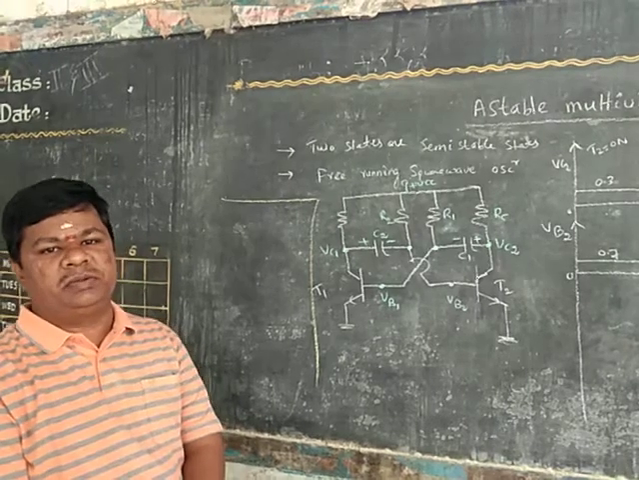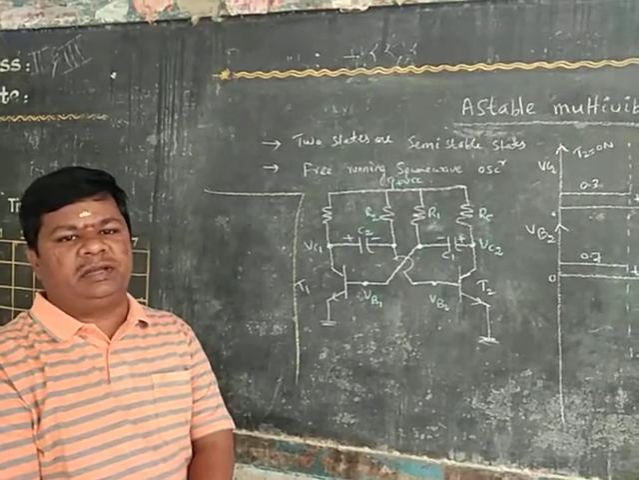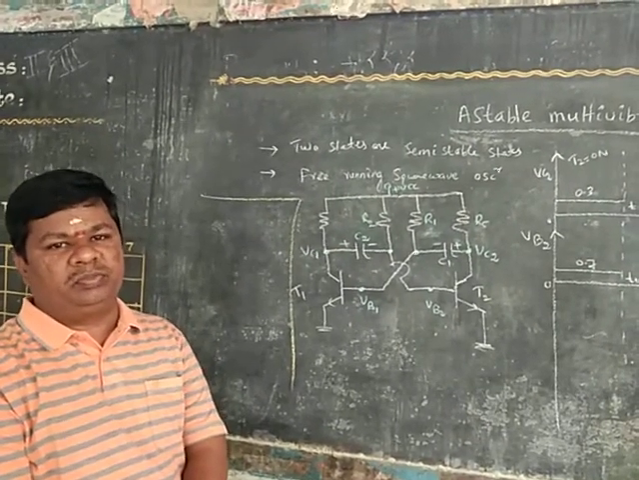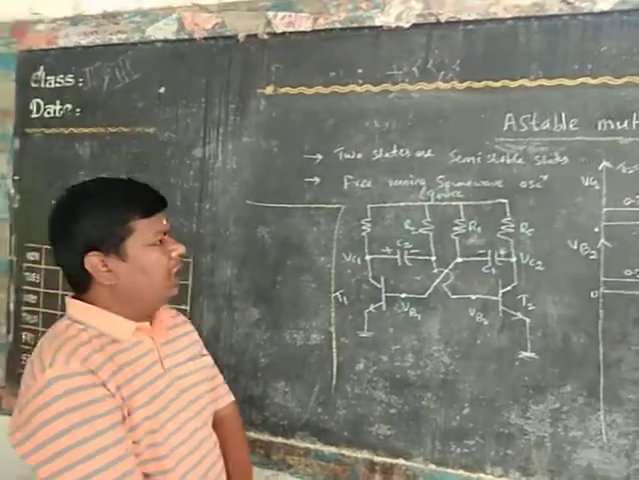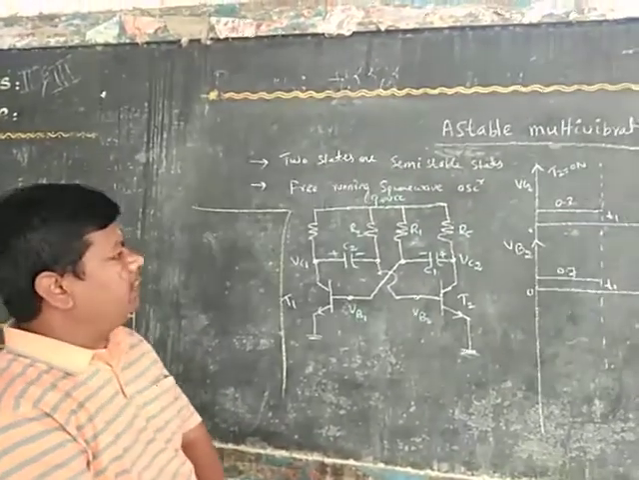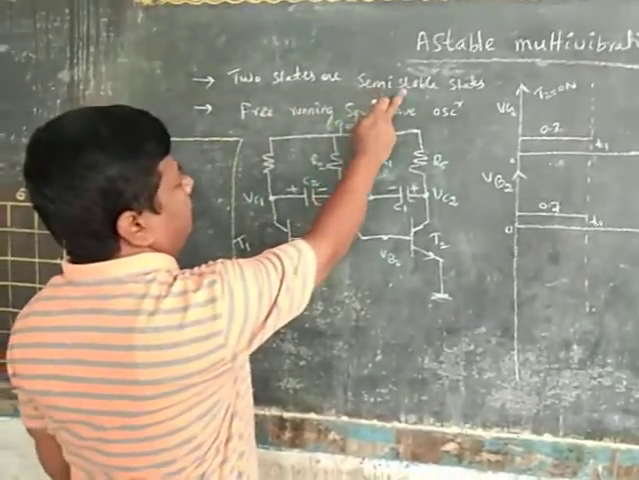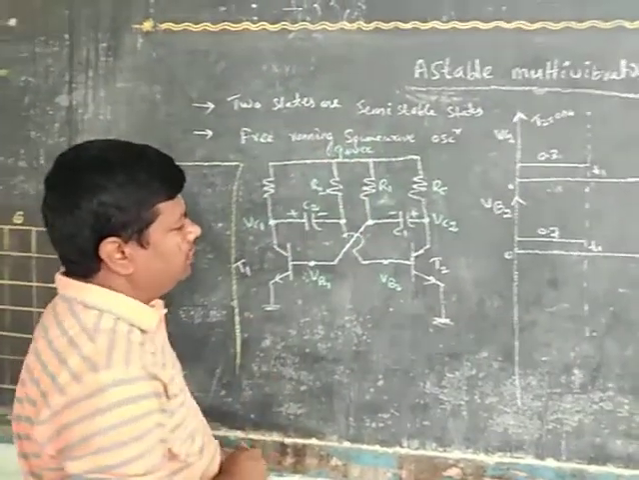To discuss about astable multivibrator. Already we know that the name itself indicates astable multivibrator. In this circuit there is no stable state output. Both output states are semi-stable outputs only. And this astable multivibrator is also called a free running square wave oscillator.